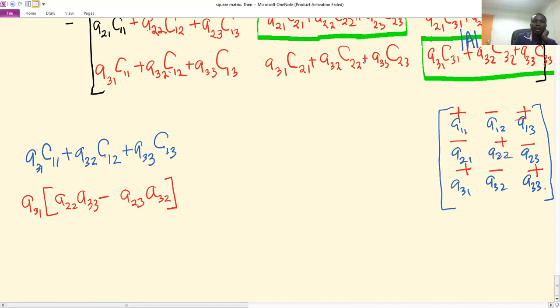And then 1,2. 1,2 is this element here, so the sign here is negative. So I'll have negative, and deleting this row and this column, A21 times A33, and then A23, A31.